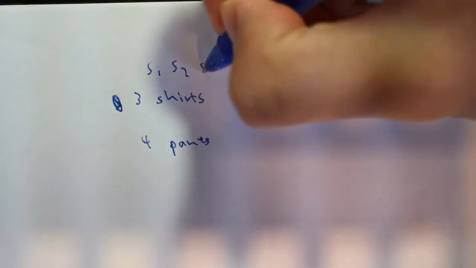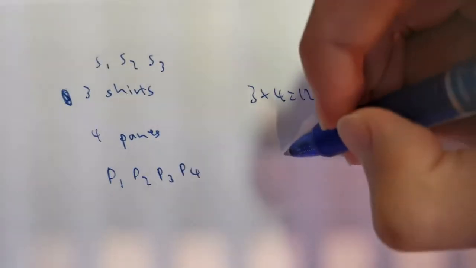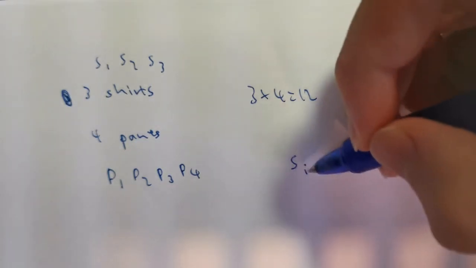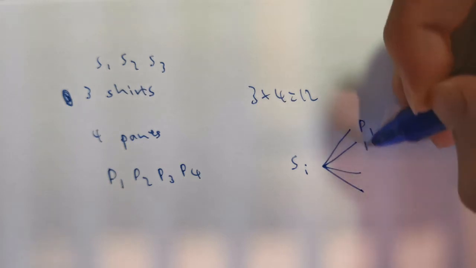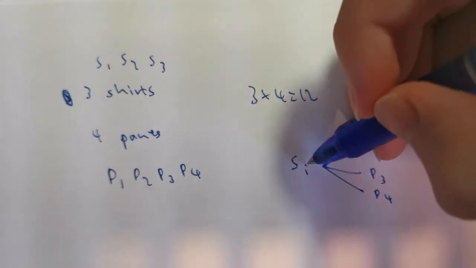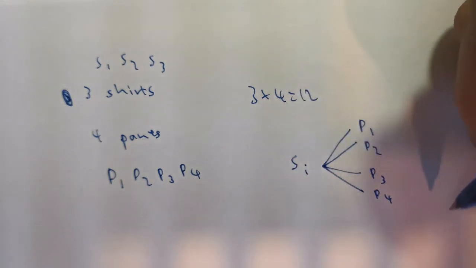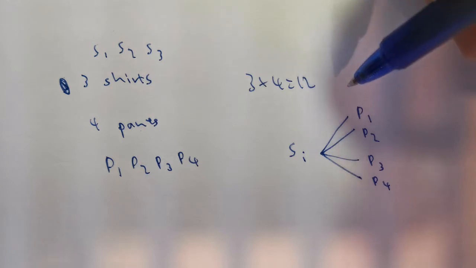So let's say the shirts are S1, S2, and S3, and the pants are P1, P2, P3, P4. Let's say you have chosen shirt Si. Then no matter what shirt you choose for Si, there are always 4 choices for your pants: P1, P2, P3, P4. So for each shirt, S1, S2, S3, there are 4 options for pants. And since there are 3 shirts, you have 3 times 4, which is 12 ways to choose your shirts and pants. Simple enough, right? Now let's say you have to choose a pair of socks as well.